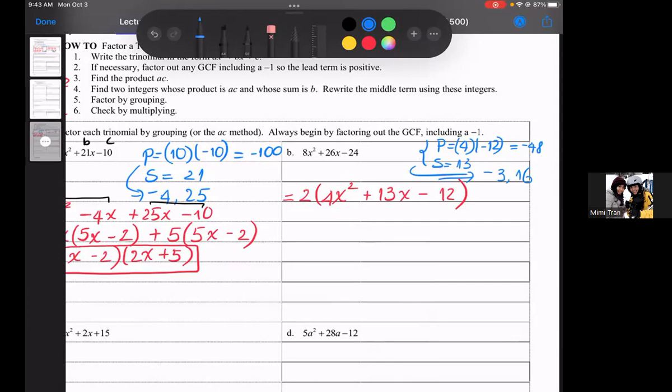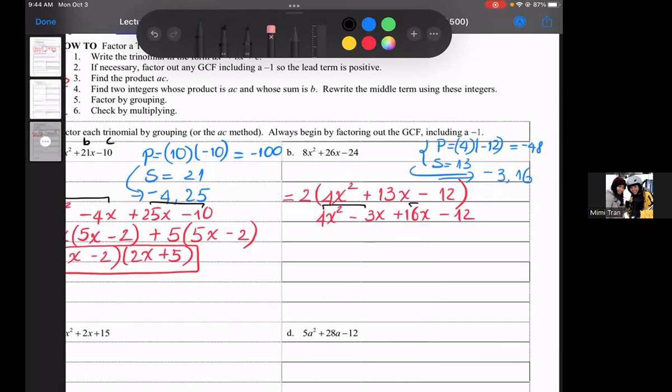My suggestion to you is always find the product first. Always start with the product. Don't worry about the sign, worry about it later. If even numbers, start with the 2, then maybe 3. It just depends. Okay, so what I'm going to do is split the middle number. So 4x squared minus 3x plus 16x minus 12.